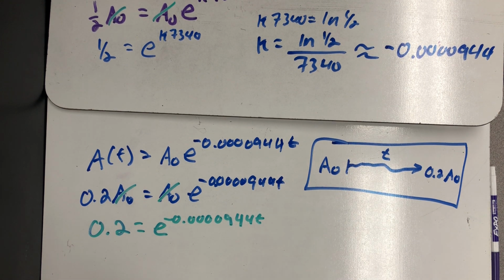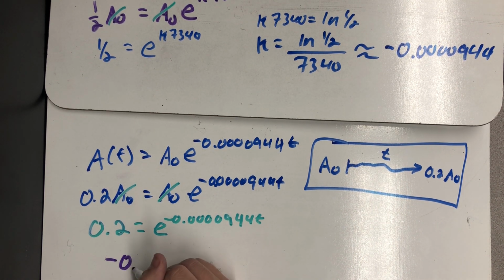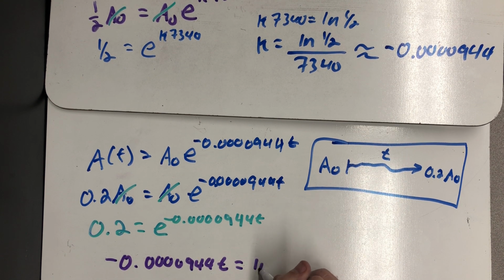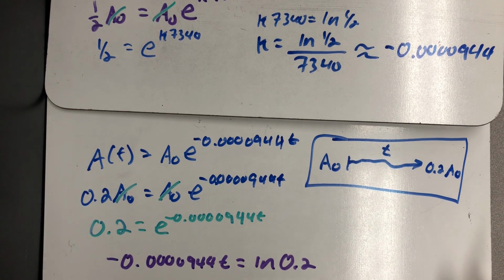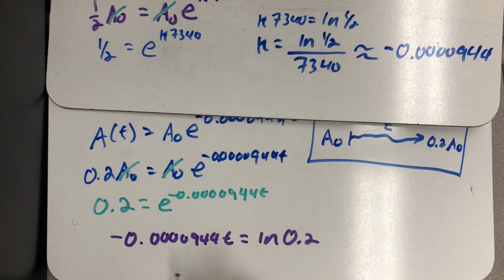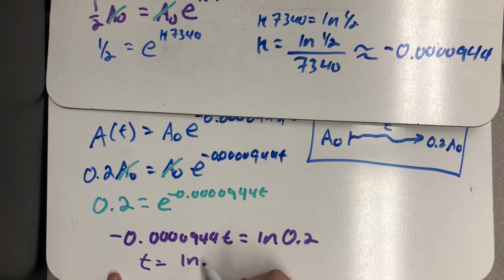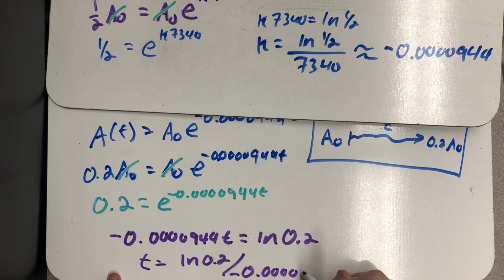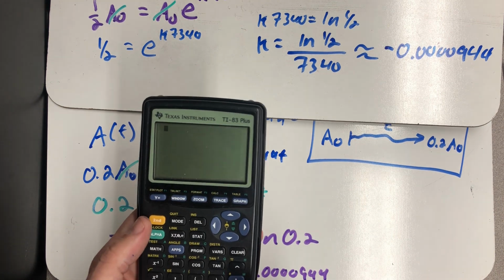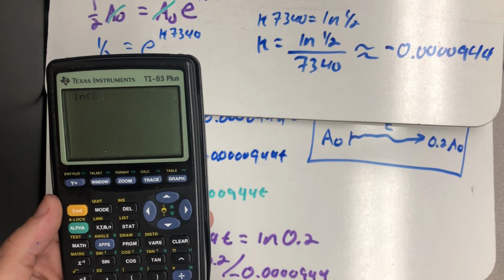Well, I've gotten the exponential part by itself. I can imagine taking the natural log of both sides or just rewriting this as a natural log. The exponent, minus 0.0000944t, is equal to the natural log of 0.2, right? The logarithm of the base taken of the other side. So t is equal to the natural log of 0.2 divided by minus 0.0000944. This will give me a very large answer because thorium decays very slowly.